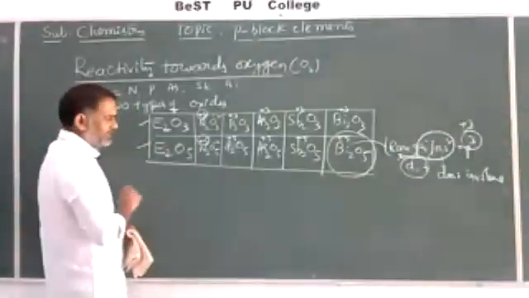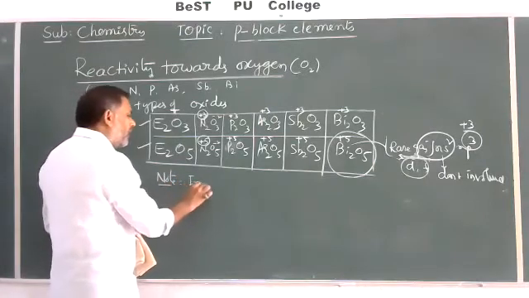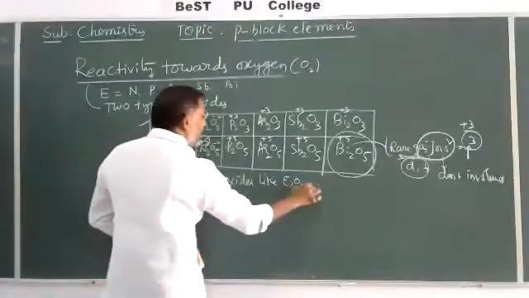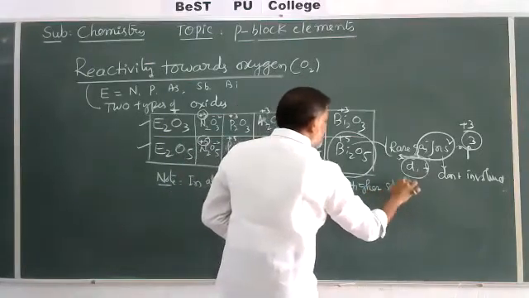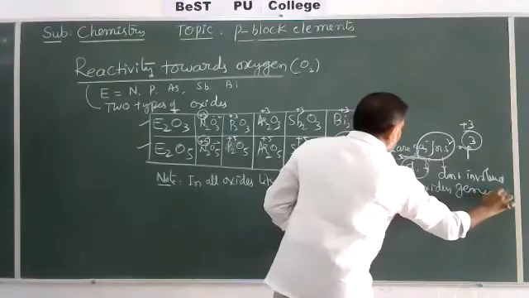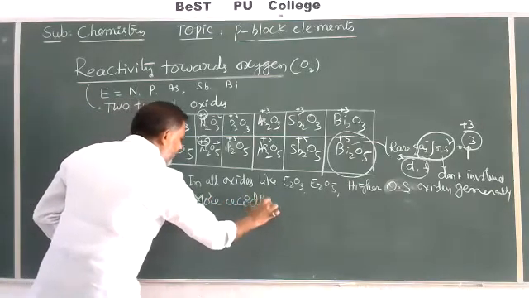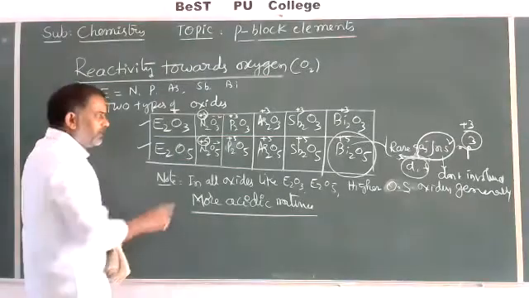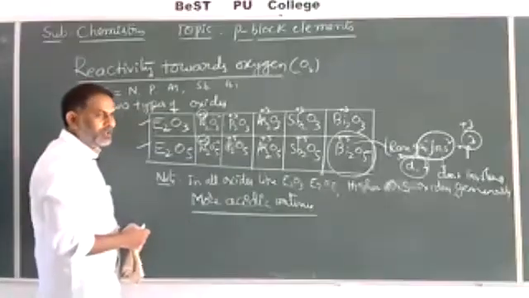Clear that side. Next, one important common point is that generally in all oxides like E2O3 and E2O5, higher oxidation state oxides are generally more acidic in nature. So by using all these types of oxides, which is the most acidic oxide? N2O3 to Bi2O3, N2O5 to Bi2O5, which is the strongest acidic oxide?